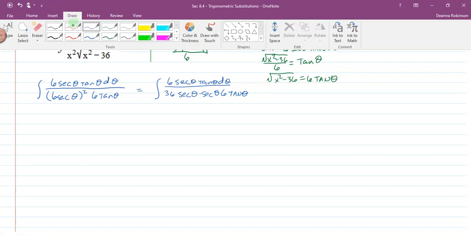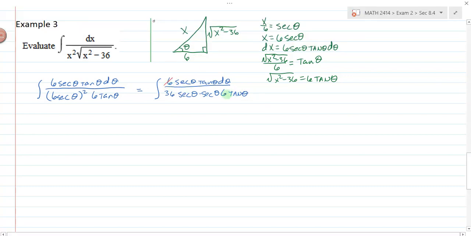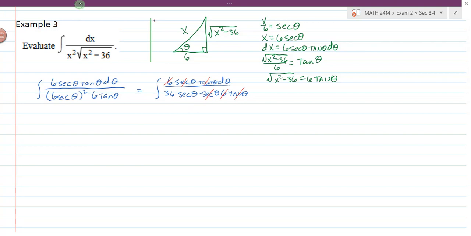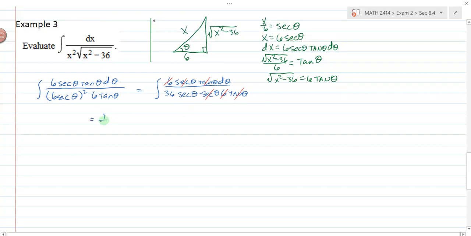Now I'm going to cancel. So these 6's are going to cancel out. This tangent is going to cancel out. This secant will cancel with that secant. And then what are we left with? We're left with 1 over 36, which is a constant that I can pull out. And then I've got d theta over secant theta. So that's 1 over secant theta d theta.